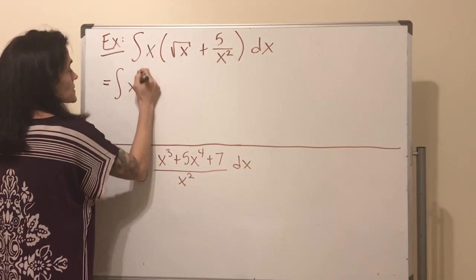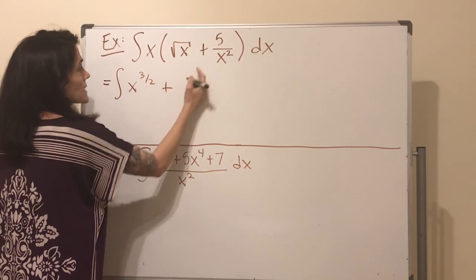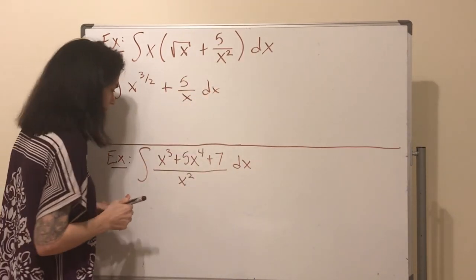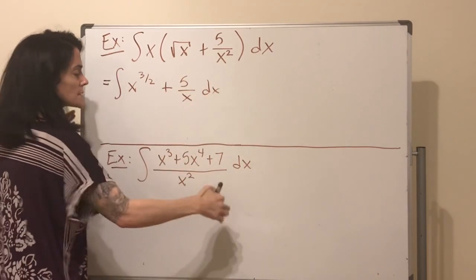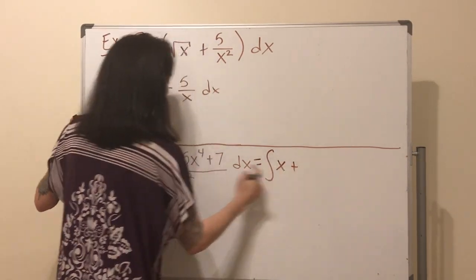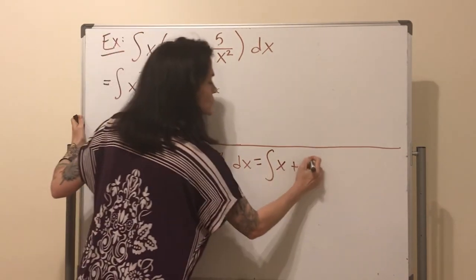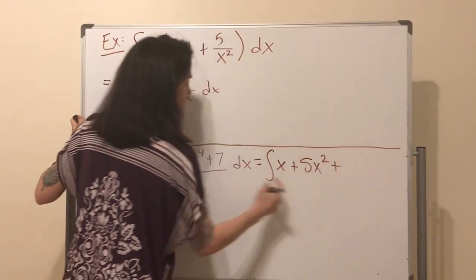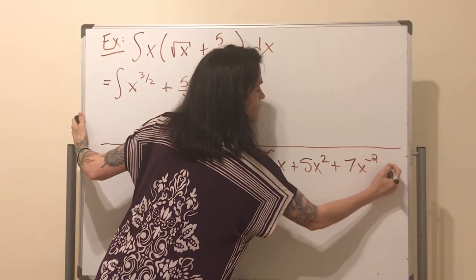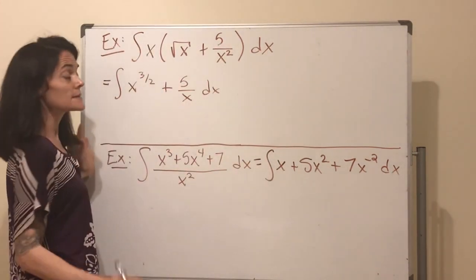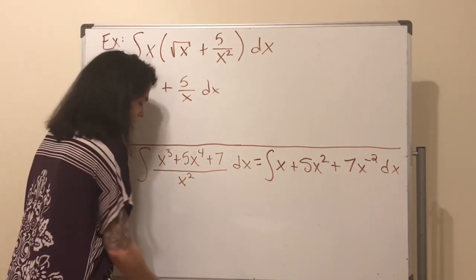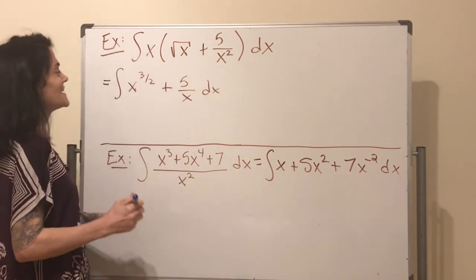This is an x to the 3/2 power plus 5 over x, just multiplying through by x. And this one, well, I can break it into a sum of 3 terms. We would have x is the first, 5x to the 4th over x squared is 5x squared, and then we have a 7 over x squared, which I will write 7x to the minus 2. So both of these, as I mentioned, we took a step to simplify the algebra before we integrate.